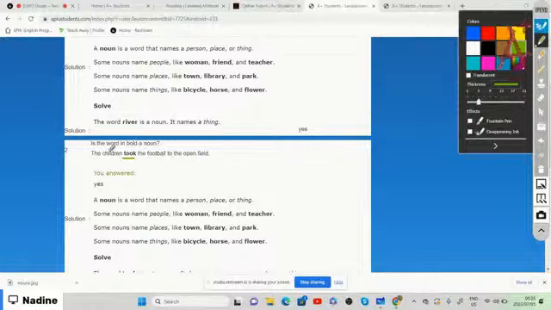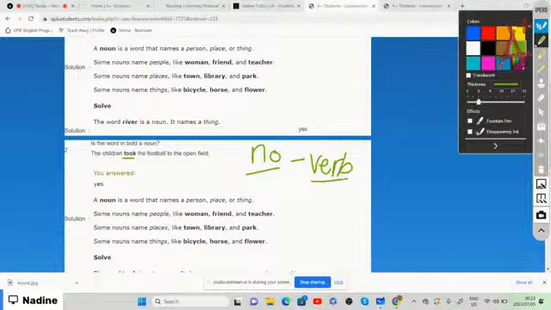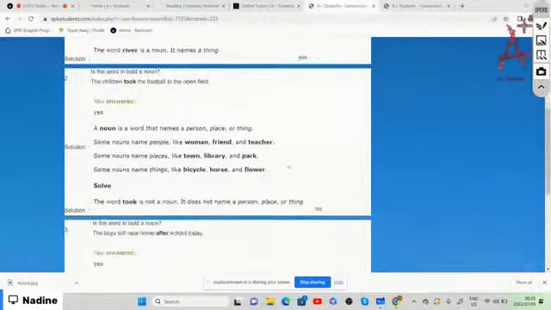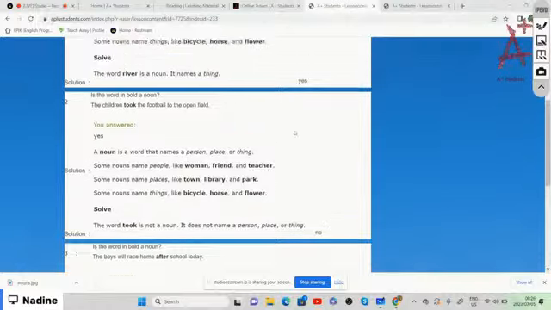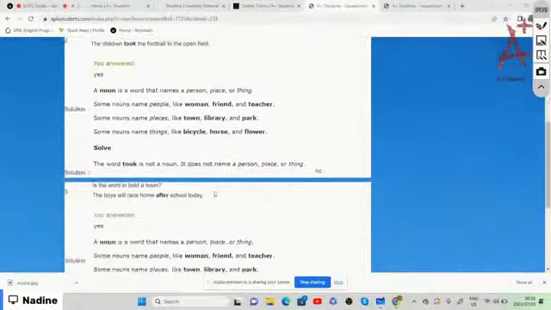All right, so we are then going to say took is not a noun, so no, right? Because took is an action, which means that it is a verb. Took is an action, it is not a noun. So the word took is not a noun. It does not name a person, a place, or a thing. So beautiful. If you said no, it is not a noun, well done.